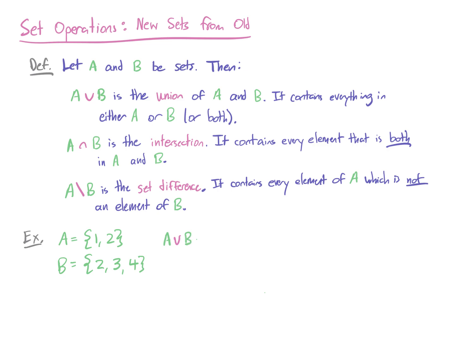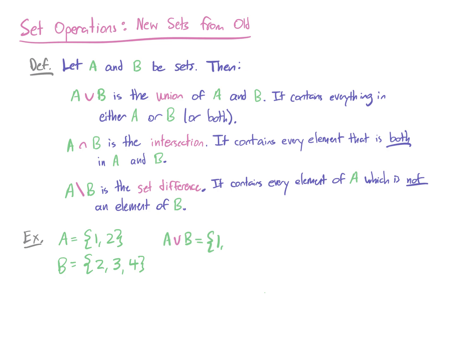So the union of A and B is everything that's in either A or B or both. So when I compute the union here, I'll start with element 1. I notice that element 1 is in A. It's not in B, but that's fine. It doesn't have to be for the union, so I'll write it down.